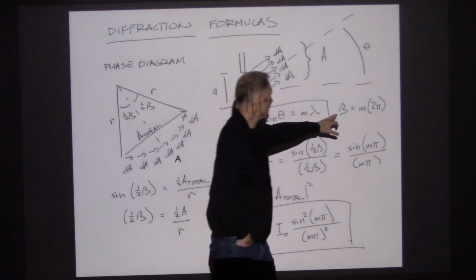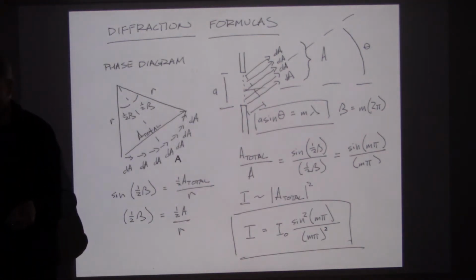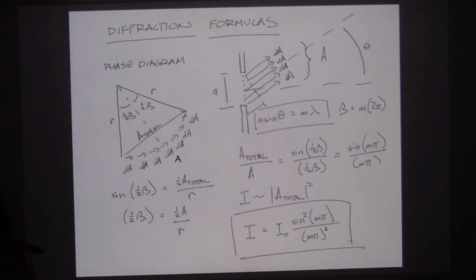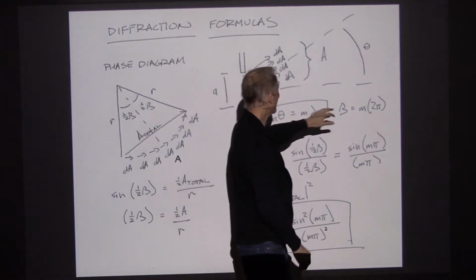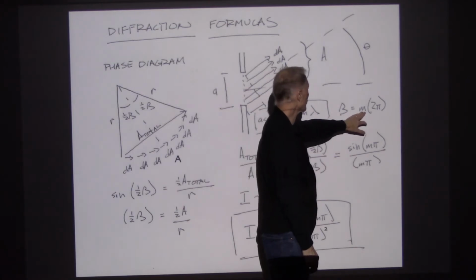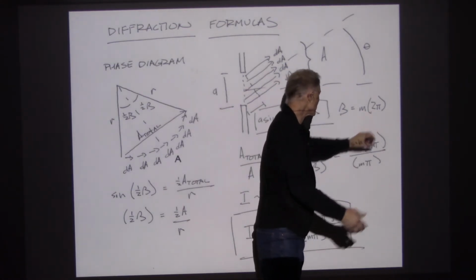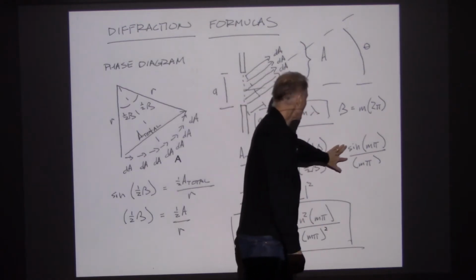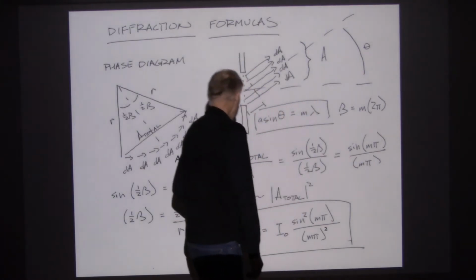Now, beta is a phase angle, and phase angles can be converted over into cycles. So this is the conversion between working in terms of phase angles and working in terms of cycles, and it's a factor of 2 pi radians per cycle. So you can also write this as sine m pi over m pi.